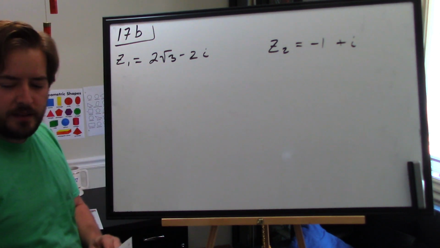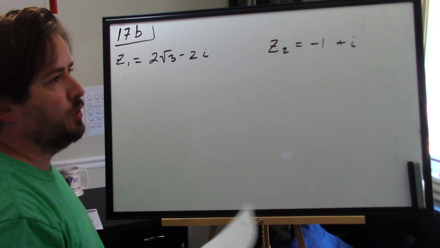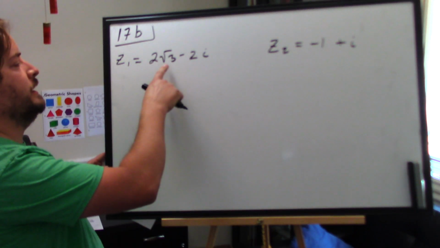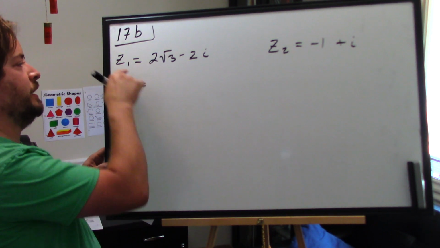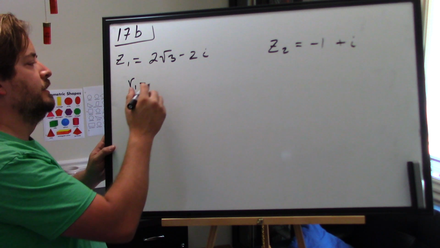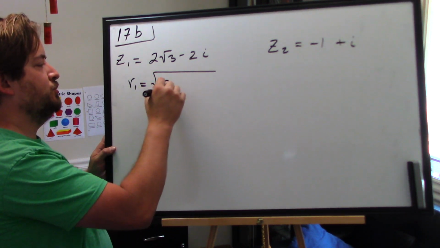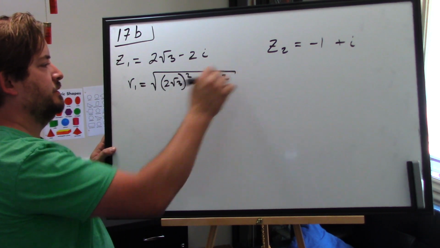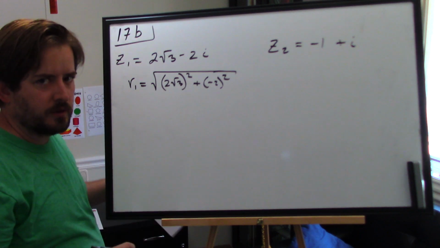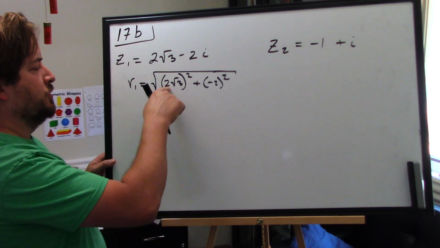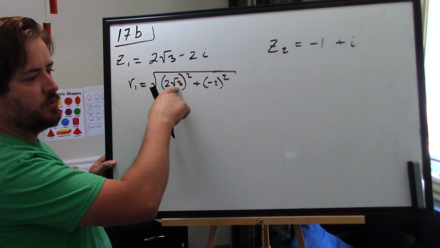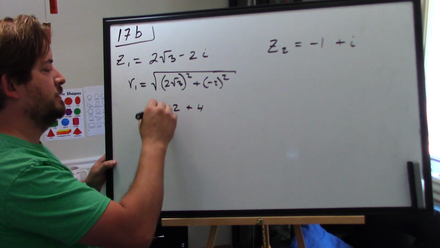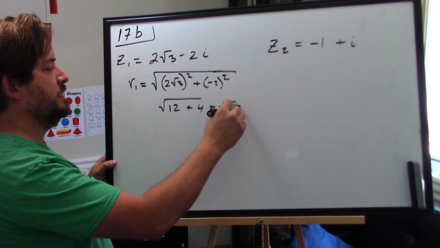First thing it asks you to do is to write these in polar form, right? Trigonometric form. And so I want to find, we'll call it R1 for the radius of the point z1. And that's just the square root of 2 root 3 squared plus negative 2 squared, right? That's just the distance formula, the magnitude. So 2 gets squared, that's a 4. The root 3 gets squared, that's a 3. So I have 4 times 3, which is 12. Negative 2 squared is 4. And so this is the square root of 16, and that's just 4.